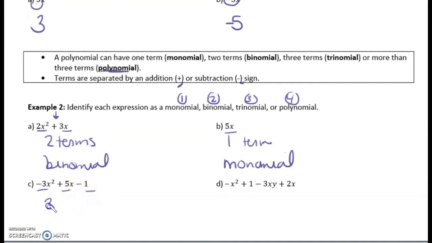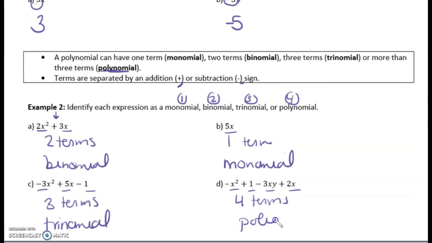We got three terms here, so this is a trinomial. And then we have 1, 2, 3, 4 terms here. So we just call this the general polynomial.